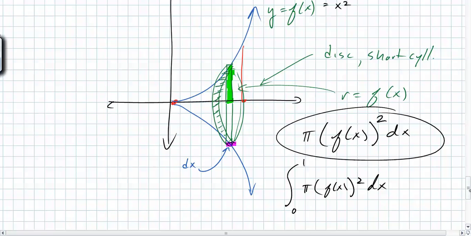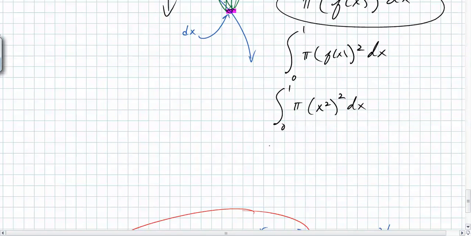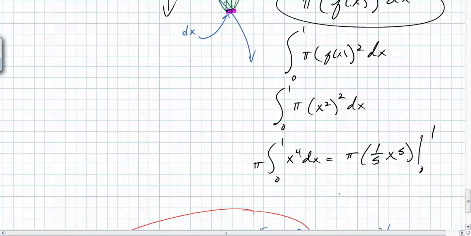But in this case, what is f of x? x squared. You need to give an x value. So it's going to be the integral from 0 to 1 of pi times x squared dx. So what's that going to be? You can factor out the pi, the integral from 0 to 1 of x to the fourth, and that's equal to pi times 1/5, which is equal to just pi over 5. We just found our first volume.